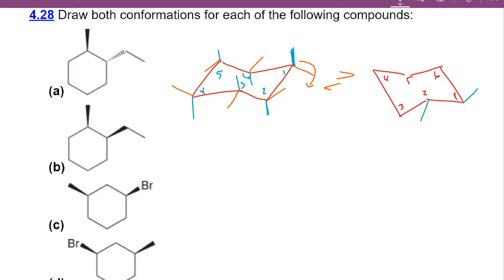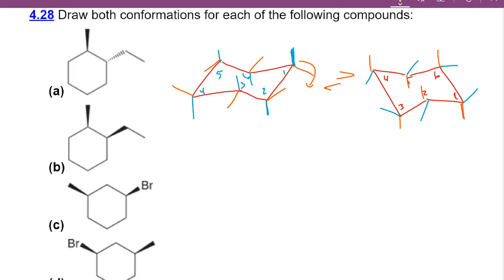At carbon 3 it was axial up, so it's now equatorial up. At carbon 4 it was axial down, so it's now equatorial down, and then up, and then down. At carbon 1 we had equatorial down, and that's now axial down. So axial down, up, down, up, down, up.